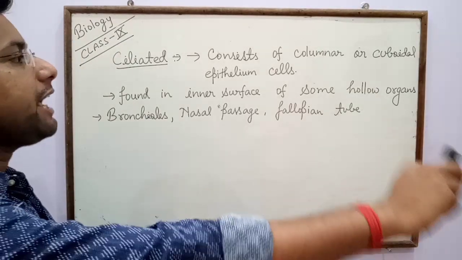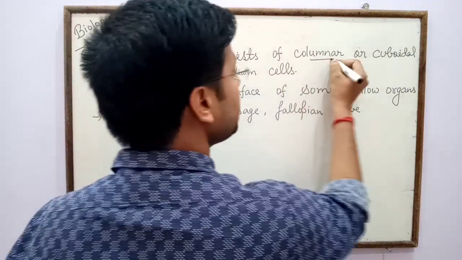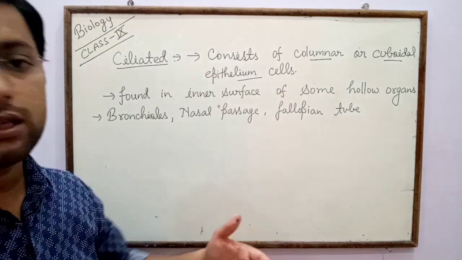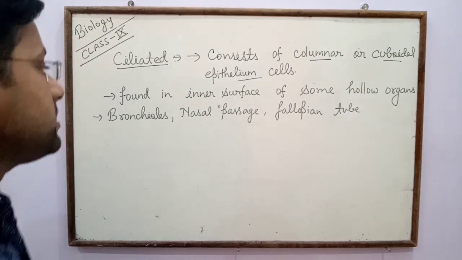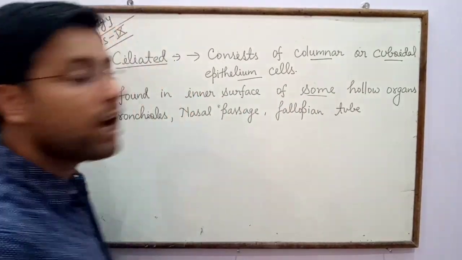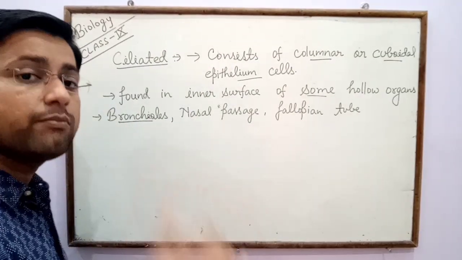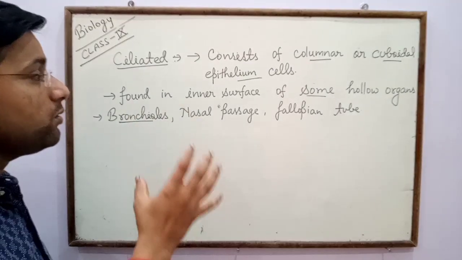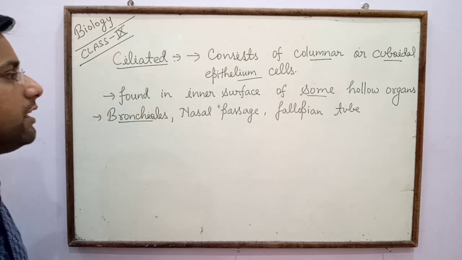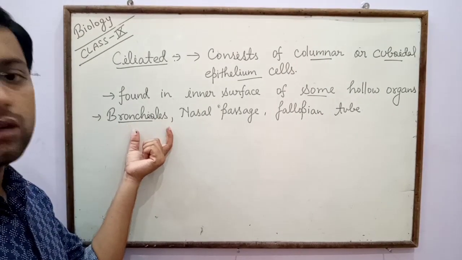Now about ciliated epithelium. Ciliated epithelium consists of columnar or cuboidal epithelium cells and is generally found on the inner surface of some hollow organs, that is, the bronchioles. In our respiratory system, bronchioles are present, and the hollow part of the bronchioles is formed by ciliated epithelium.